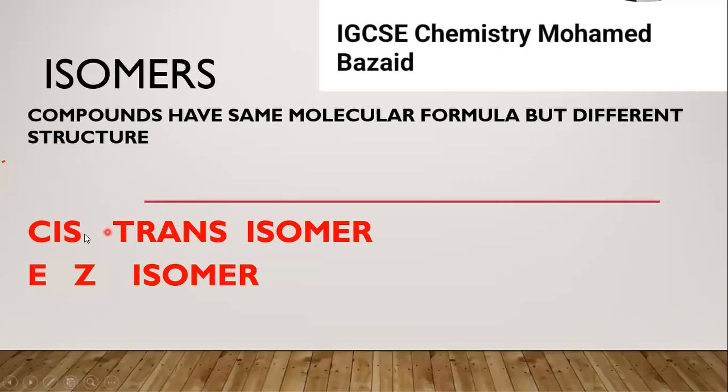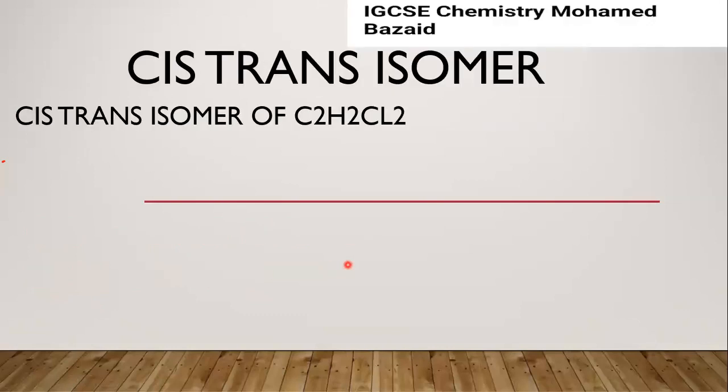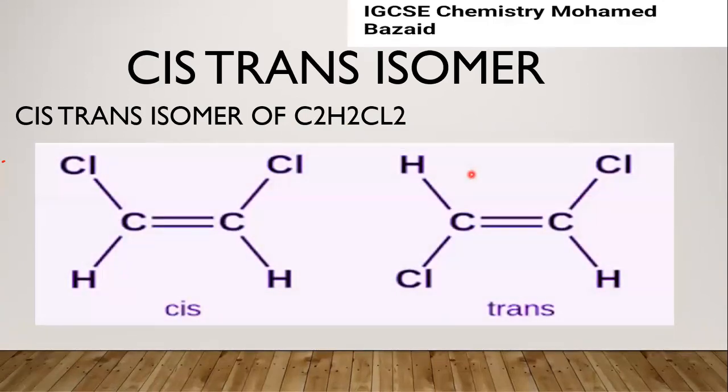One of them is cis-trans isomer. Number 2, entgegen-zusammen isomer, or EZ isomer. So let's start with cis-trans isomer. For example, what is the cis-trans isomer for C2H2Cl2? In this example, I can draw the two compounds like this.